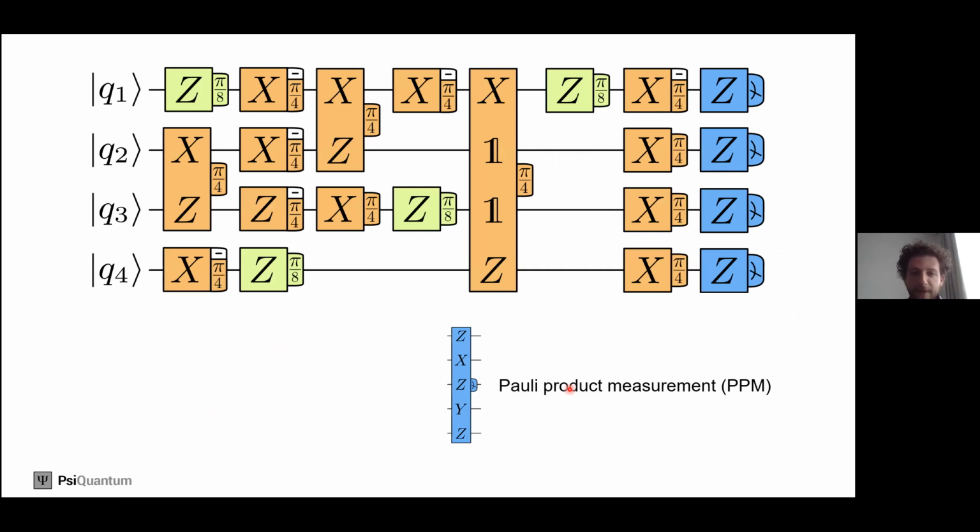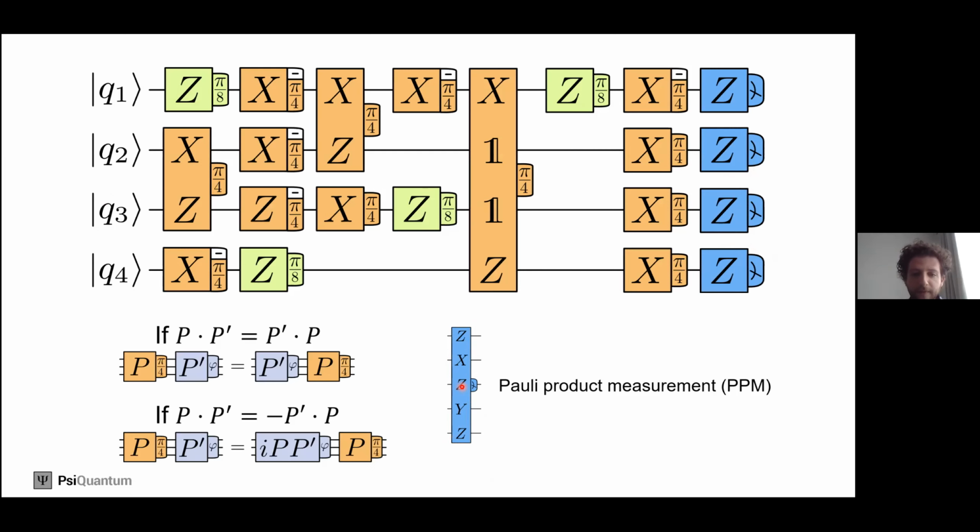So any arbitrary circuit can look like this. You have a bunch of Clifford gates, these orange boxes, pi over 4 rotations. You have a bunch of T gates, these green boxes, Z pi over 8 rotations. And at the end of the circuit, you have a bunch of measurements. Measurements are blue boxes with a Pauli inside the box telling you the basis of the measurement. And we'll be interested in translating this whole circuit into a sequence that only consists of blue boxes, but the blue boxes will not necessarily be single qubit measurements, but can also be multi-qubit measurements, like this 5-qubit measurement here. So here's how you can do that.